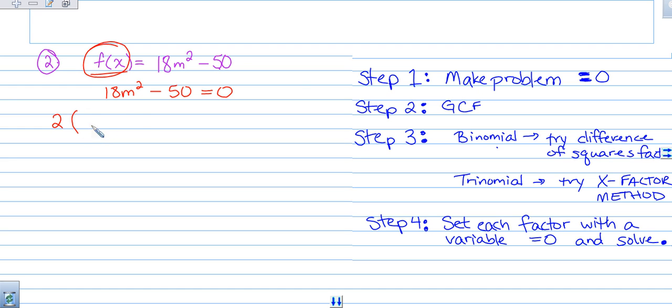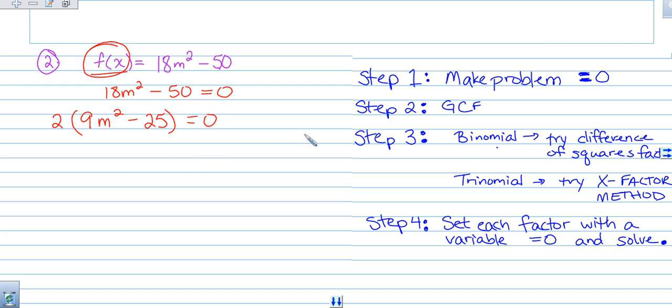So now you look to see it's a binomial. You're going to try the difference of squares. Well, do we have subtraction? Yes. Oh, I haven't even GCF'd out yet. So take the 2, divide it from everything. So you get 9m squared, and minus 50 becomes negative 25. Because really you're just dividing each thing by 2. 2 times 9, 18. 2 times 25, 50. Okay, and this still equals 0.